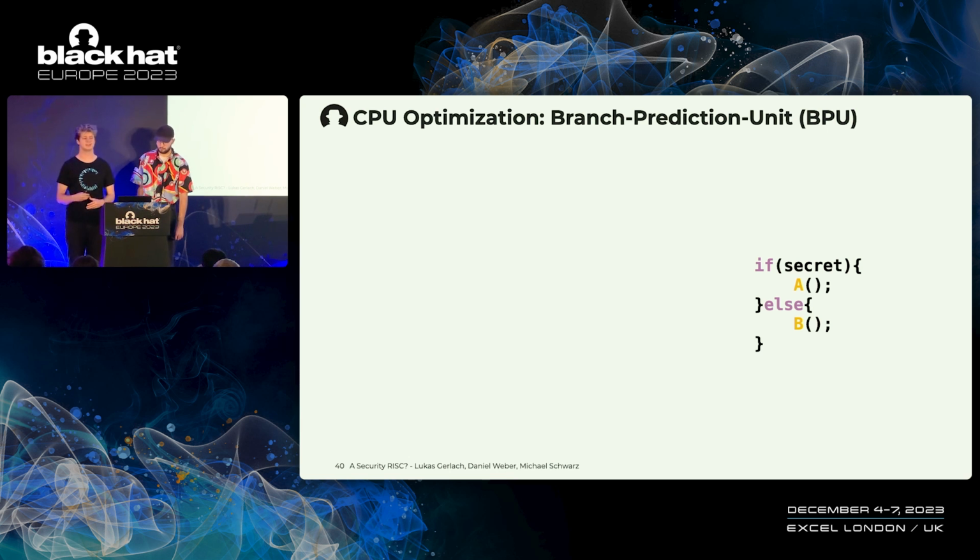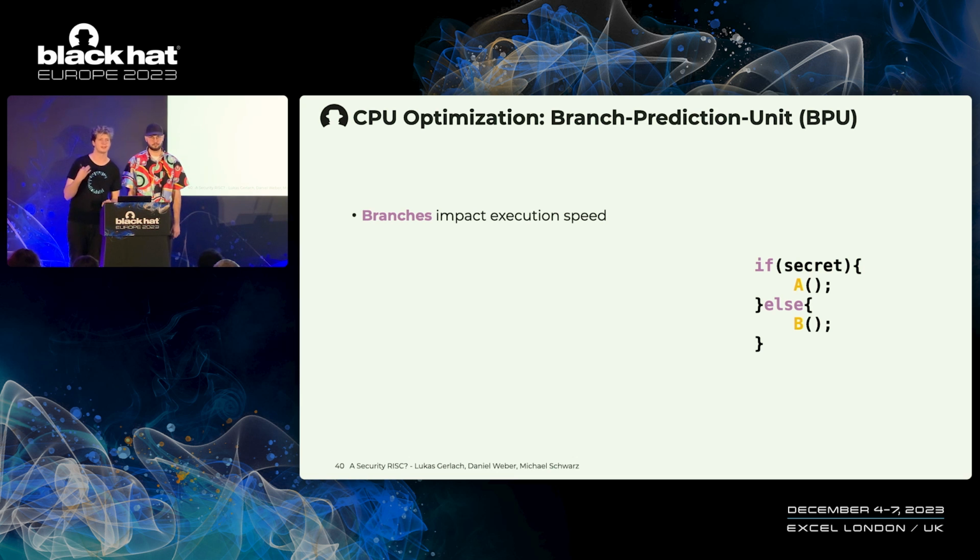So branch prediction is done by the branch prediction unit, in short, the BPU. And the thing is, if you execute code, branches are very expensive because they impact your execution speed. And if you take a look at the branch on the right-hand side and think about that a little while, you're also trying to figure out where that's coming from. You may see a pattern here.